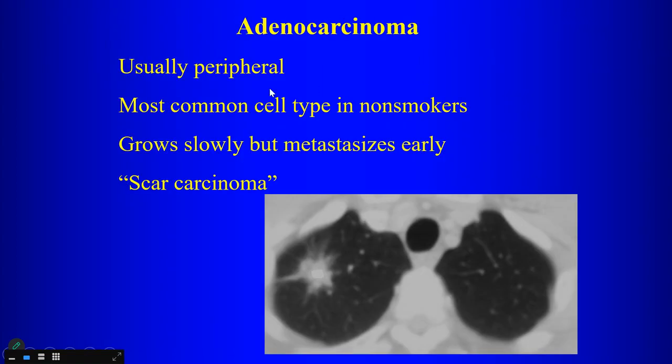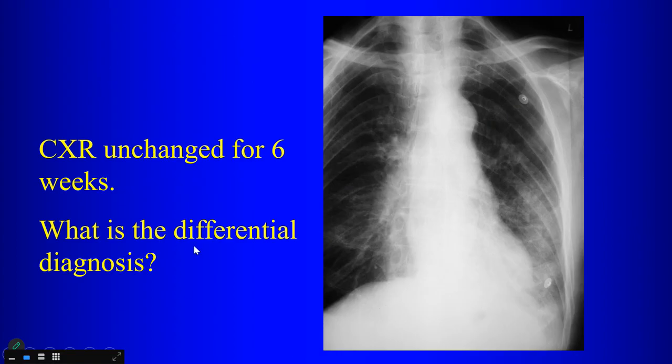All right, so the most common scar carcinoma is associated with scarring that can engulf granulomas, and tends to be adenocarcinoma. So adenocarcinoma is usually peripheral. Most common cell type in non-smokers also. So grows slowly but metastasizes early, so-called scar carcinoma. These can be associated with scarring.